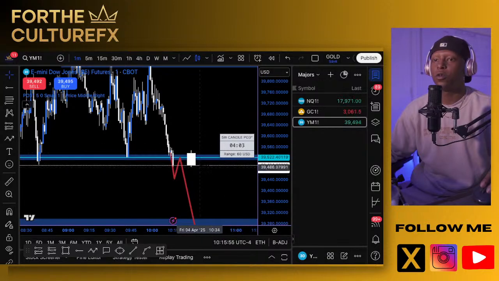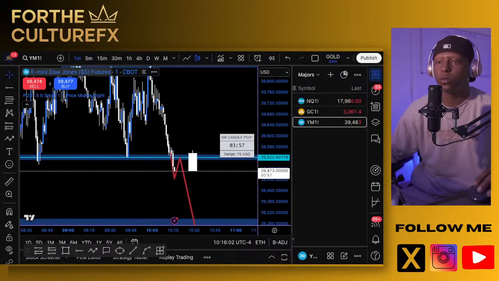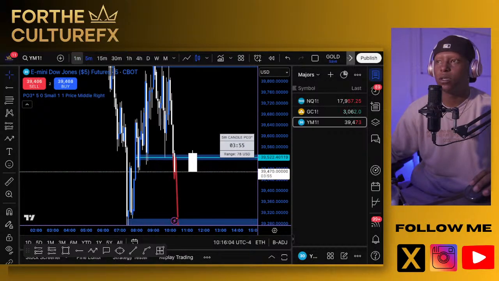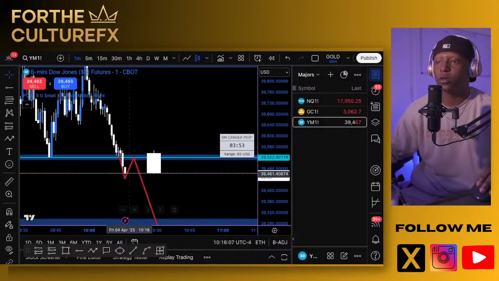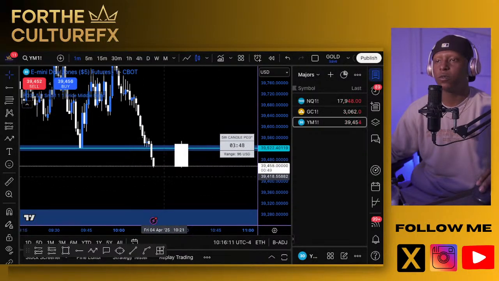Five-minute candle just opened up. We're bearish. So it's likely that I'm going to scale in, well, let's see. We could potentially scale in if we get a 1-minute correction for a continuation just of the volume to the downside.